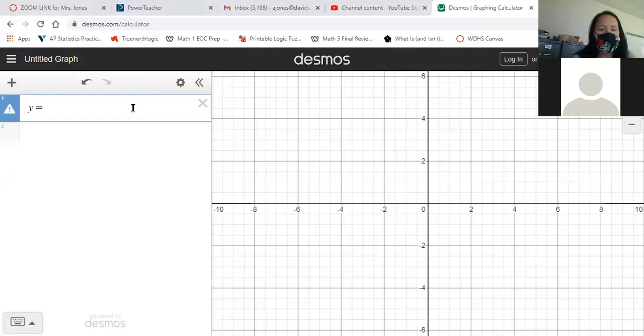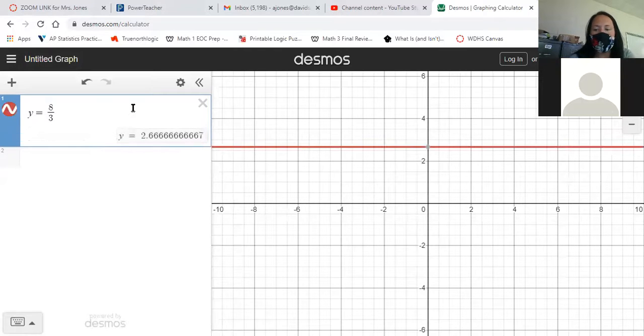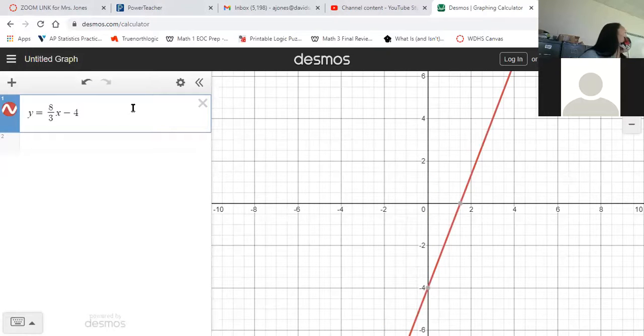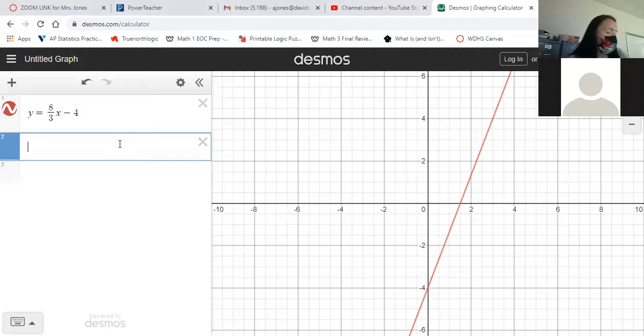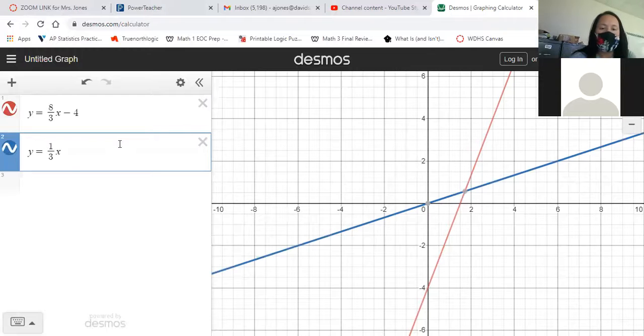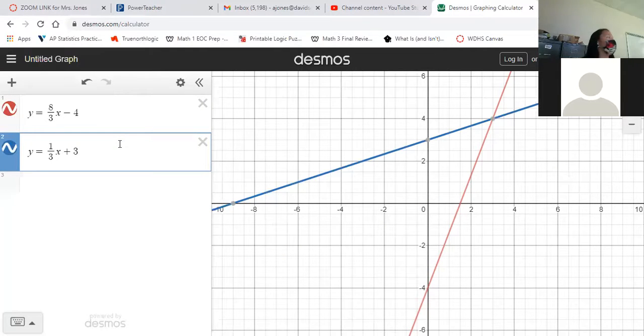Y equals 8 divided by 3, move it over so the x is to the side, minus 4. Notice it graphed your line for you. Did everybody see that? Go to number 2, y equals. We have 1/3, get outside of that x, plus 3. I don't have to do anything to the problem. You guys see that? I don't have to do anything. Where they cross is our solution.